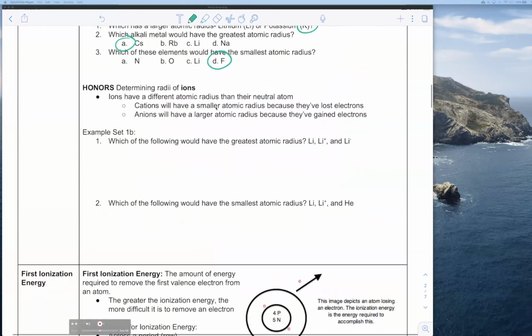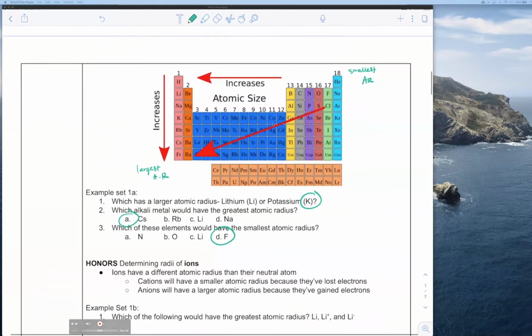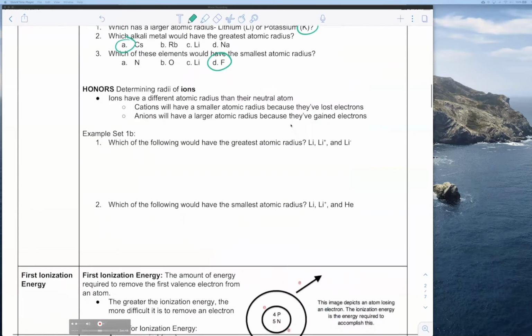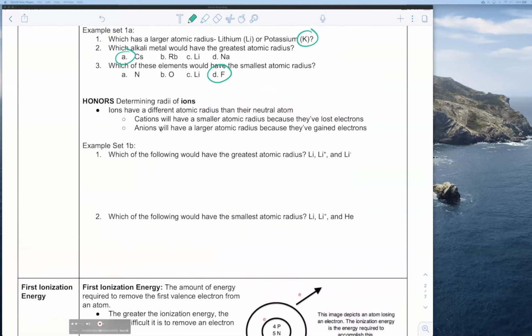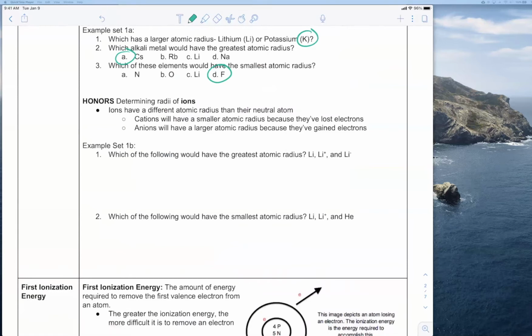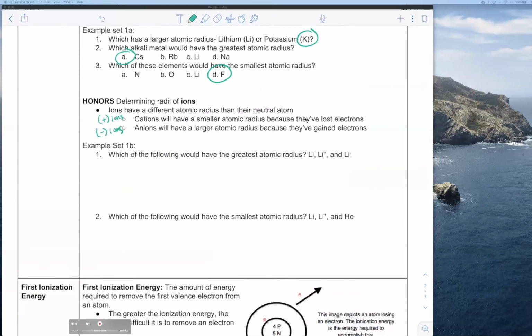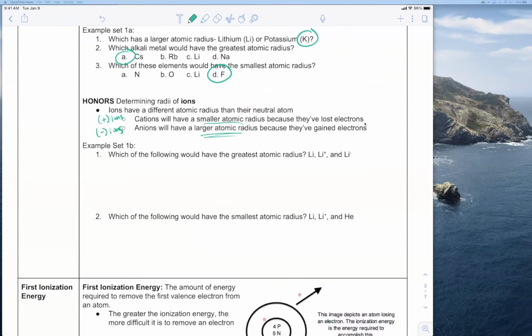Okay, determining the radii of ions. Now, when you determine the radii of ions, you can't just follow this chart because this chart is for neutral atoms. It's not for ions. So cations will have a smaller atomic radius. And in case you forgot, cations are your positive ions. Anions are your negative ions. So cations will have a smaller atomic radius. Anions will have a larger atomic radius.